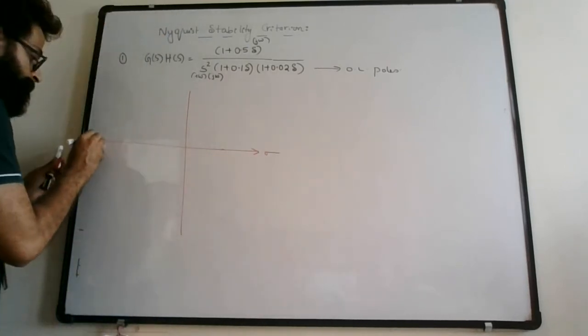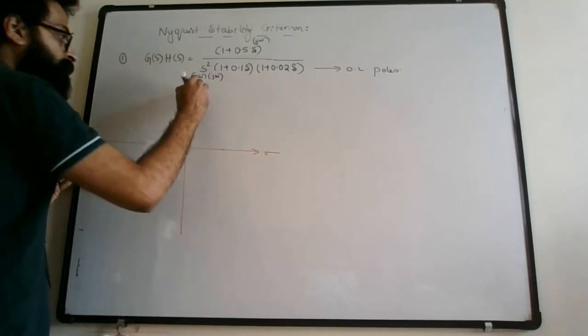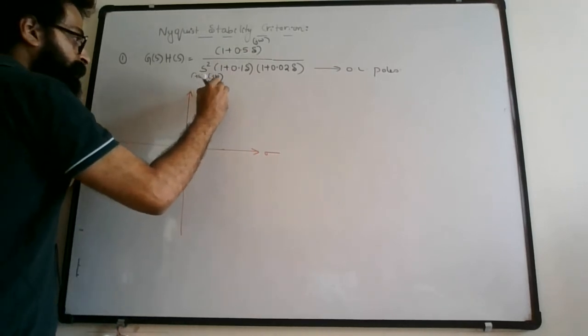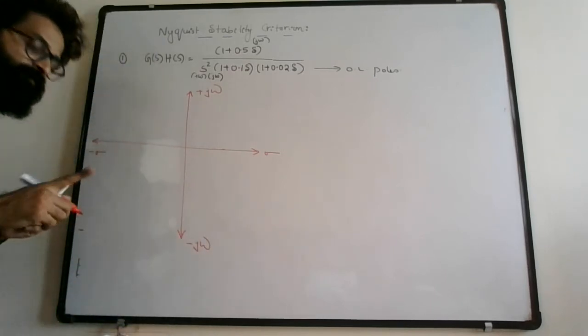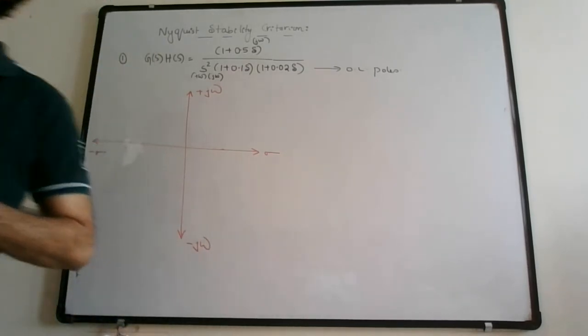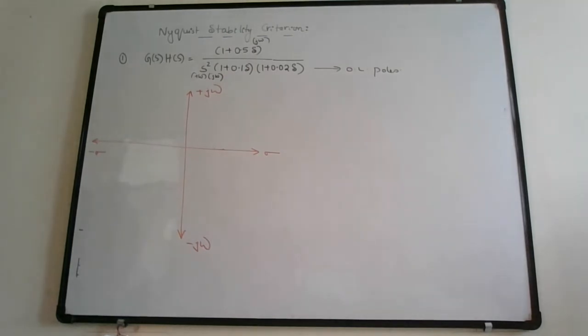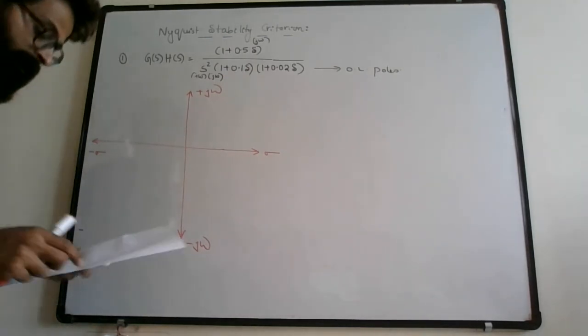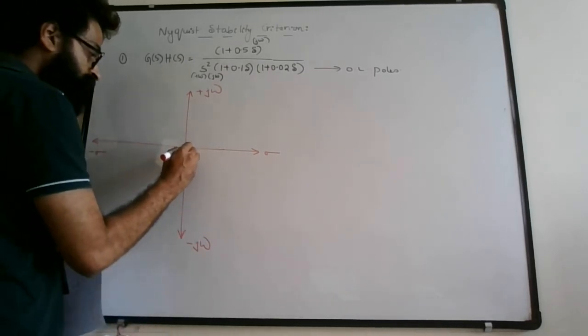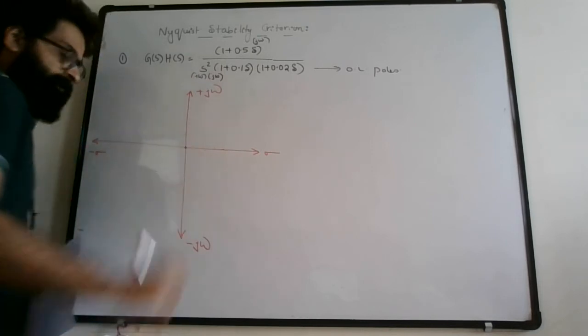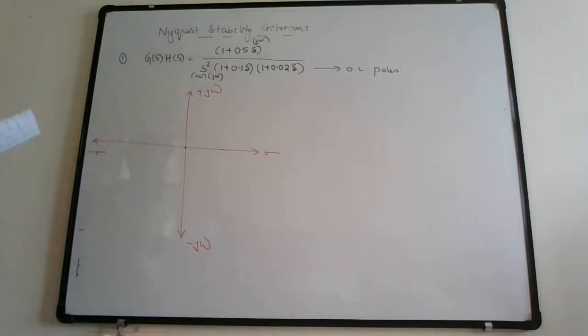Plus sigma, minus sigma, plus j omega, minus j omega. So first let us look at section 1. In section 1, when omega is equal to infinity, the magnitude is 0. So 0 magnitude is the origin. And what is the angle? Angle is minus 270 degrees.